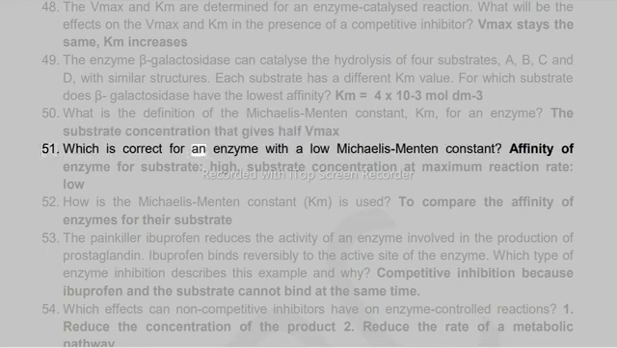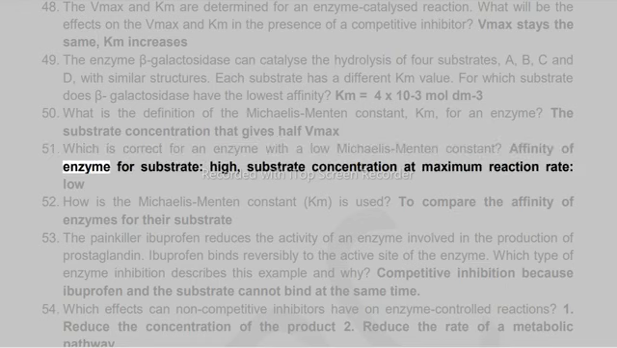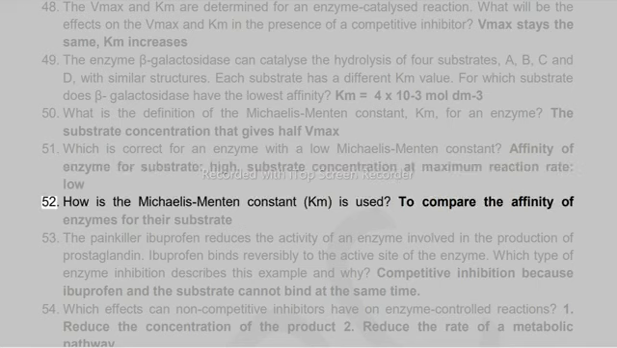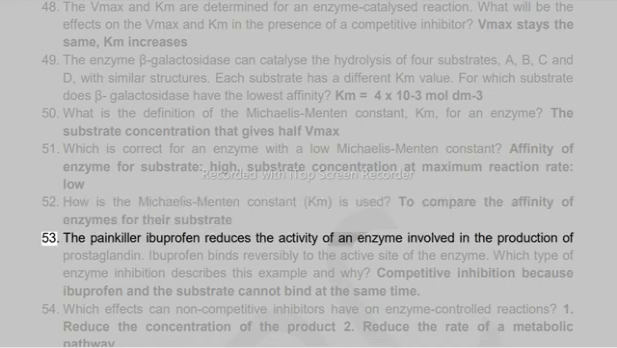51. Which is correct for an enzyme with a low Michaelis-Menten constant? Affinity of enzyme for substrate high, substrate concentration at maximum reaction rate low. 52. How is the Michaelis-Menten constant, Km, used? To compare the affinity of enzymes for their substrate.